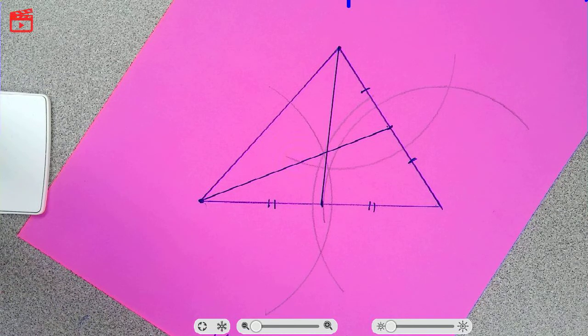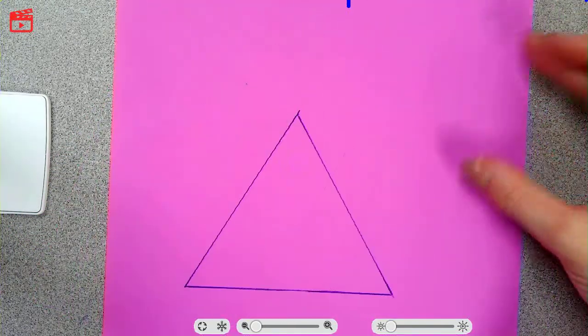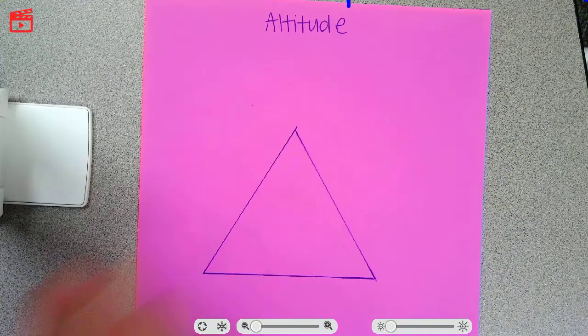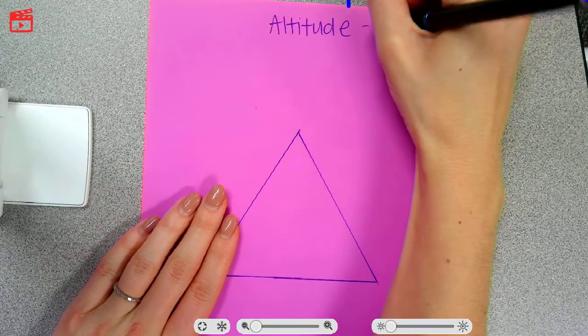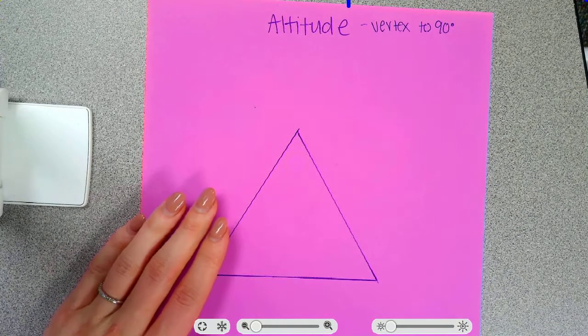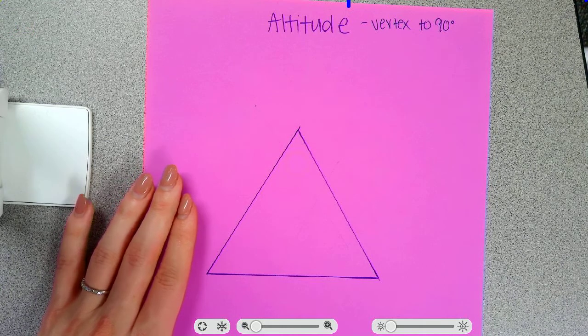Okay, we've got 8 minutes left, so this next one's going to go kind of quick. What's the last one we have to do? Altitude. What is an altitude? An altitude has an attitude because it has to be how many degrees? 90 degrees. So an altitude, write this on here, goes from vertex to 90 degrees. Okay? That's the difference between that and a perpendicular bisector. It has to come from the vertex.